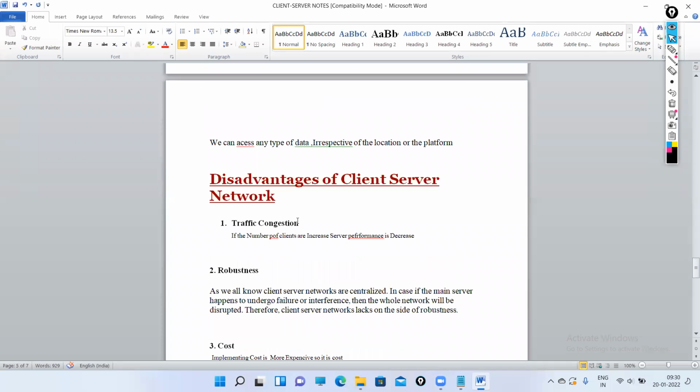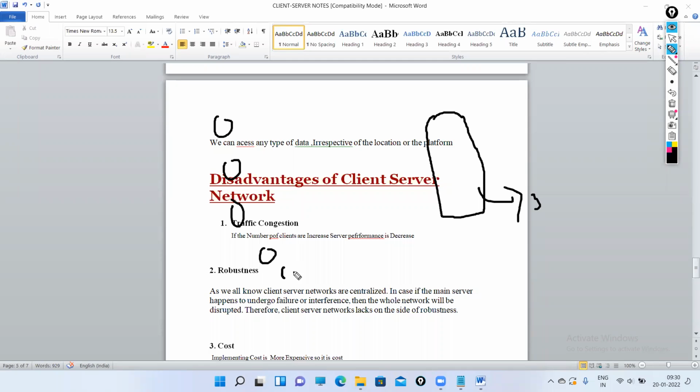Come to the disadvantages, madam. Traffic congestion. Traffic congestion means what, madam? First disadvantage. For example, here one server is there. There is a server capacity. For example, the server capacity is for 3 systems only. How many systems, madam? 3 systems. Up to 3 systems, server performance is very good. Now in future, I want to increase clients from 3 to 10.